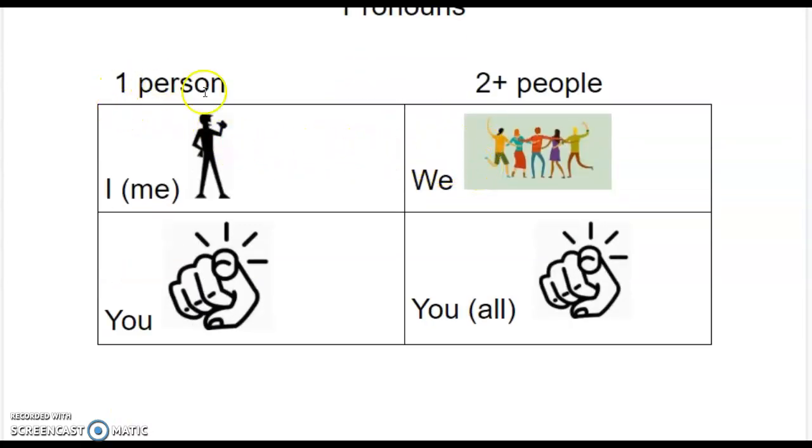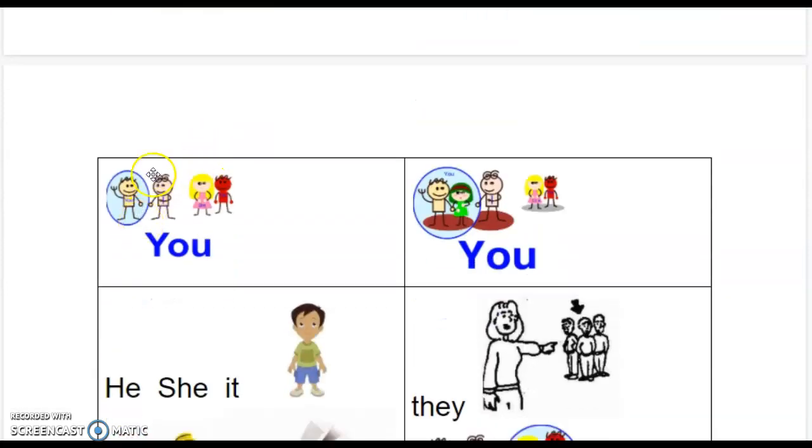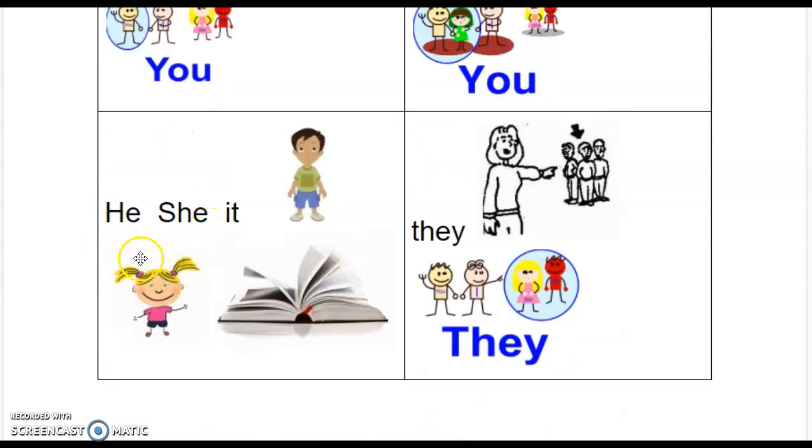The next new thing that we're going to talk about are pronouns. If we don't know somebody's name, we use pronouns. So if there's one person, I or me, you is one person. So there's me and there's you. Or you can say he for boy, she for a girl, or it.